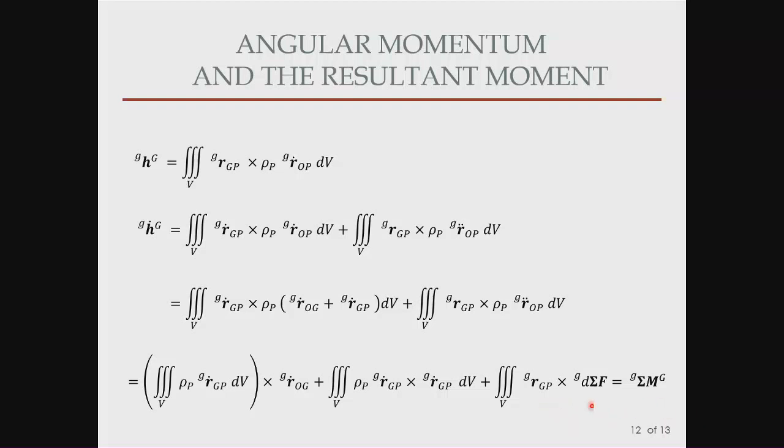Is it clear? So H dot about G is equal to the sum of moments on the rigid body about G. Now, I'm going back here. So this equation is the start and end here. Is it clear? Can you follow?